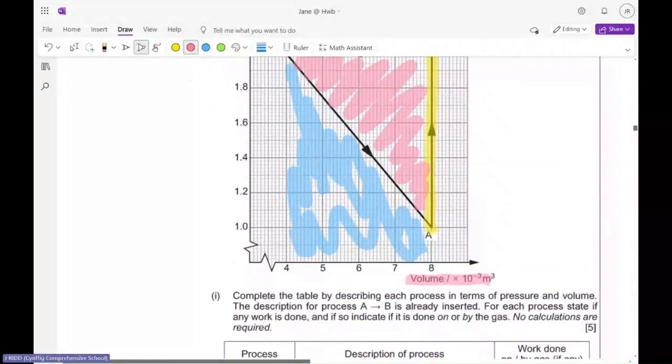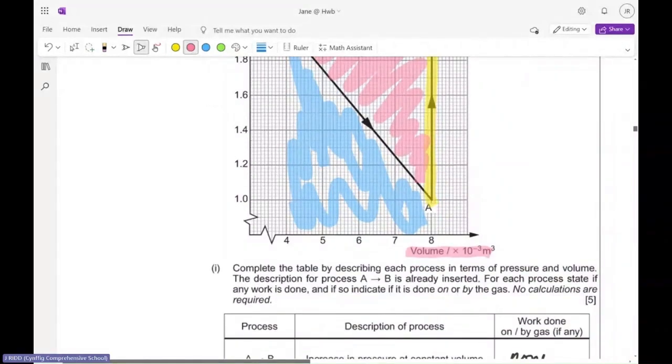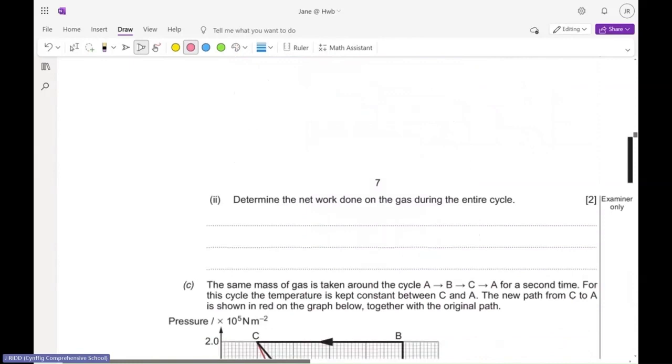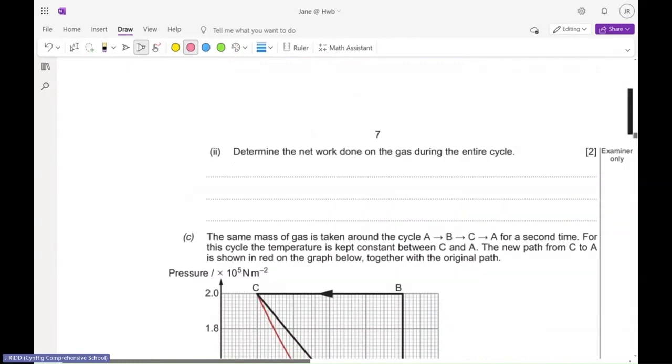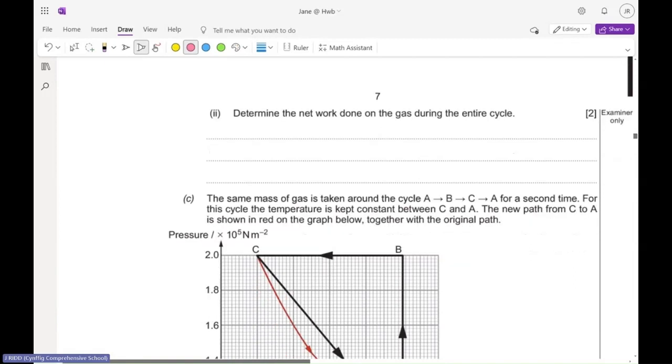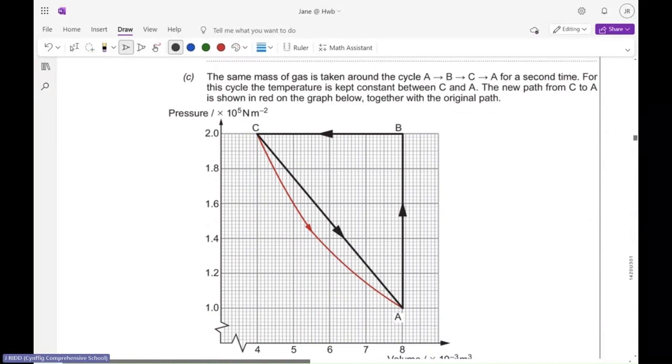So when you're working out your half base times height, make sure that you pay attention to that standard form, because a lot of people miss it out. Now, if you do that and you give it a try yourself, you should come up with 200 joules. So that's a little exercise for you to try. It is the net work done, the area of the enclosed space.